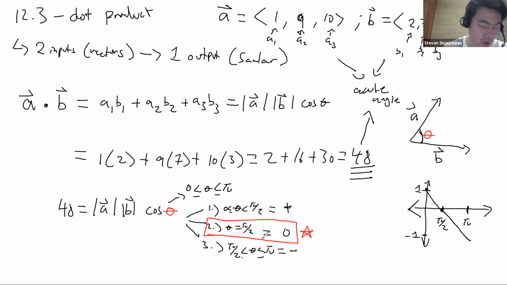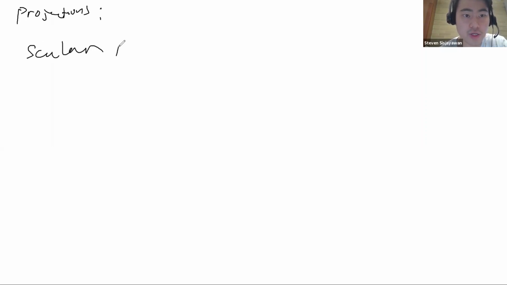Oh, and one last thing I want to cover from 12.3 is this idea of projections. I know Joe and Dom have covered it, but I want to reiterate it. There are two different projections that you covered. One is a scalar projection, and the other is a vector projection.